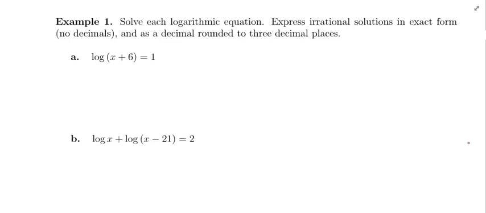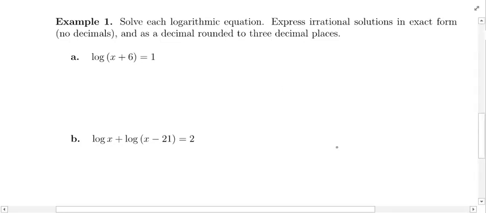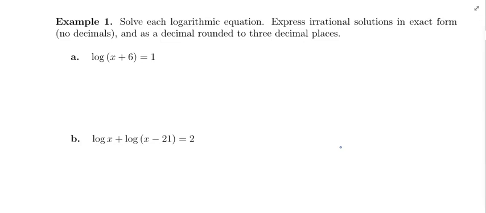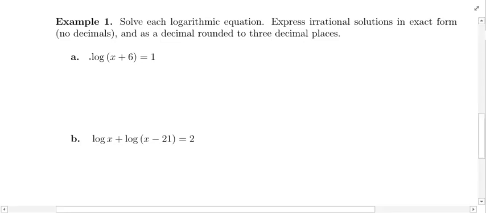Let's take a look at part A. The equation here is log of x plus 6 is equal to 1. As soon as you see this, you've got an equal sign, and you've got a logarithm involved. This type of equation is exactly what I just described. On one side of the equation, we have a logarithm. On the other side, we have a number.